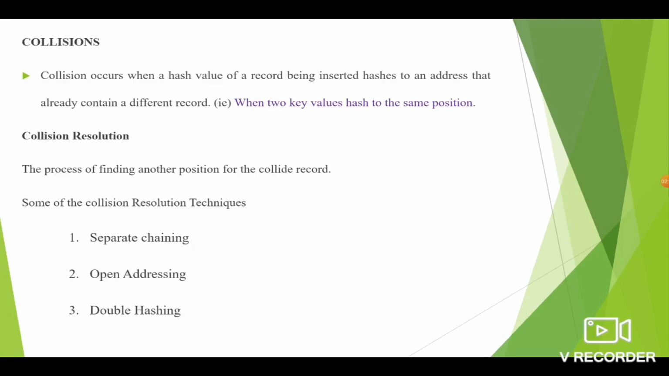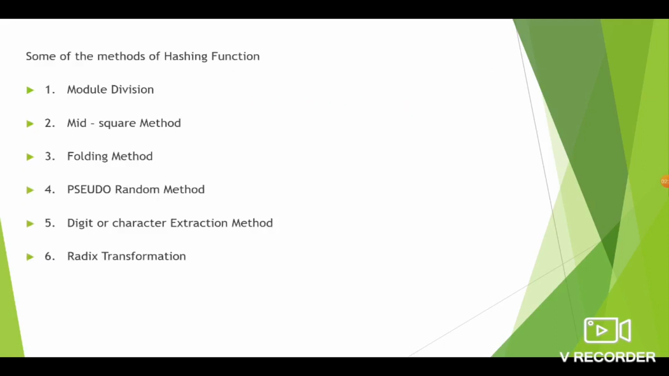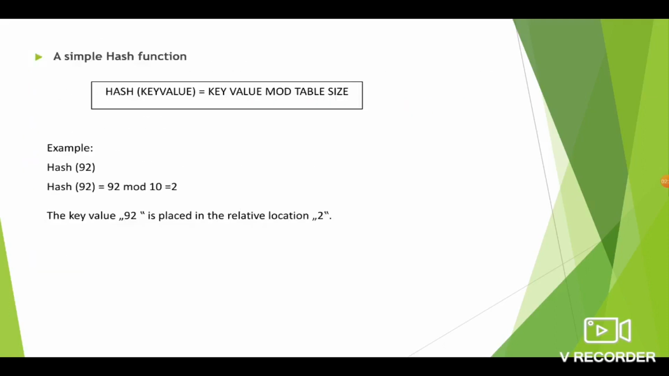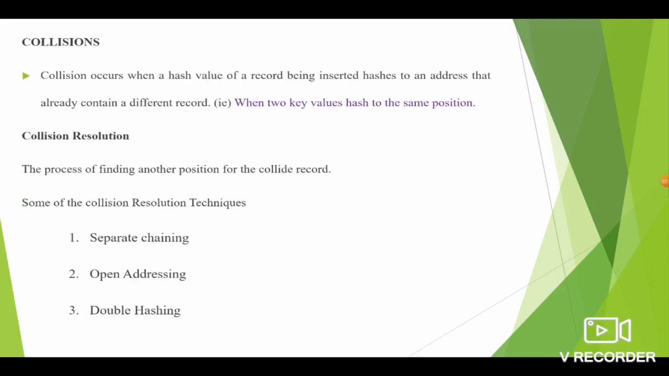When we study the hash data structure, the important thing we have to know is collision. So what is collision? If for two key values I get the same position, then it is called a collision. For example, hash of 92 is 2. Hash of 12 is again 2. So for two elements, I am getting the same position. So this is called collision.